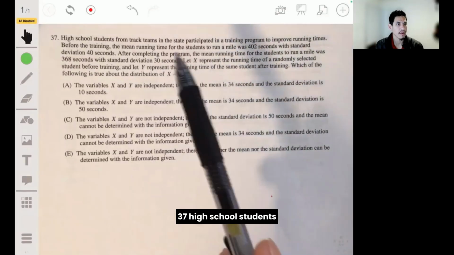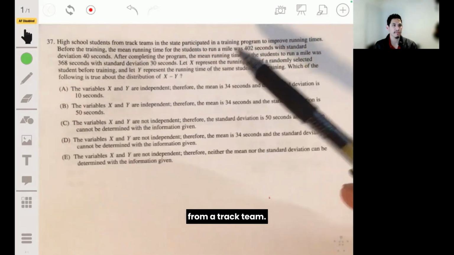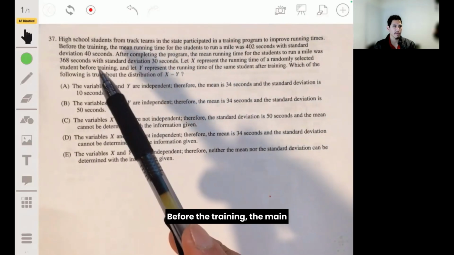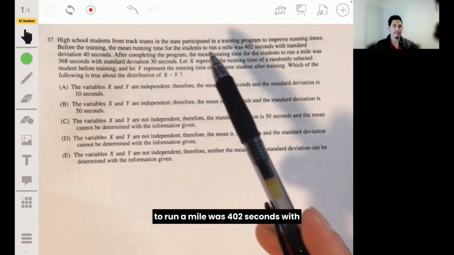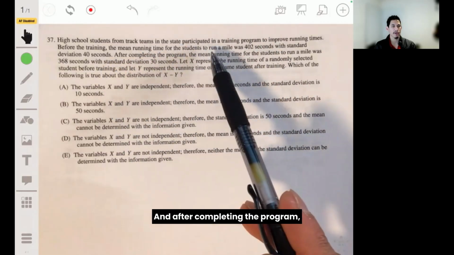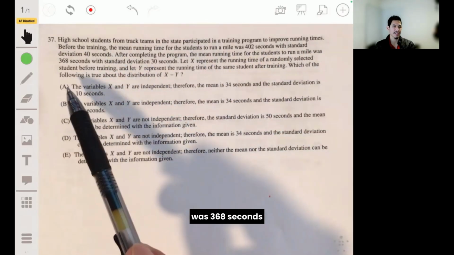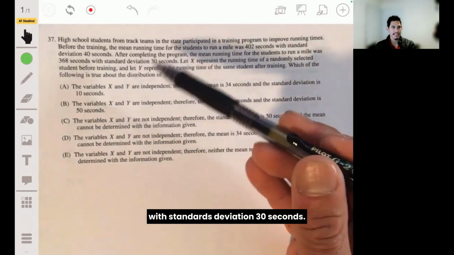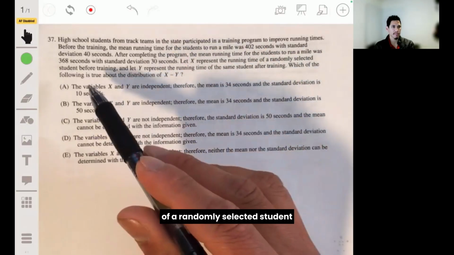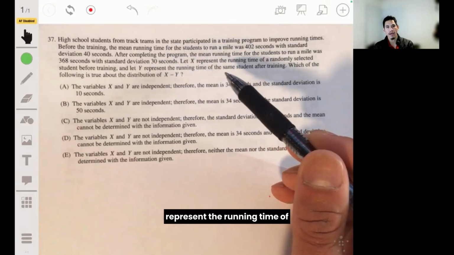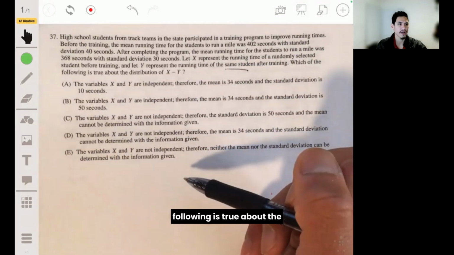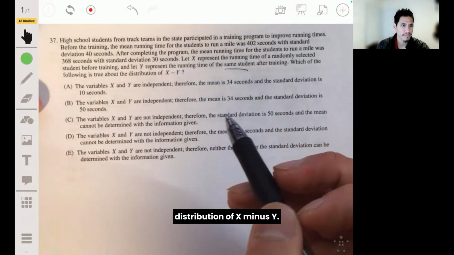All right, 37. High school students from track teams in the state participated in a training program to improve running times. Before the training, the mean running time for the students to run a mile was 402 seconds with standard deviation 40 seconds. And after completing the program, the mean running time was 368 seconds with standard deviation 30 seconds. Let X represent the running time of a randomly selected student before training, and let Y represent the running time of the same student after training. Same student. Which of the following is true about the distribution of X minus Y?